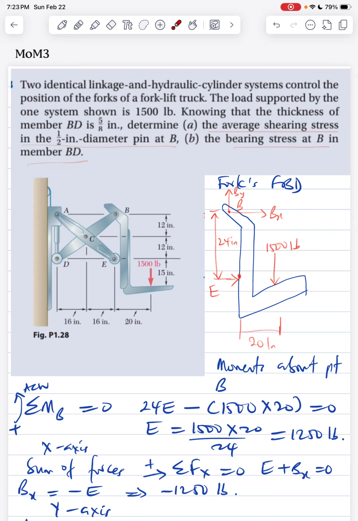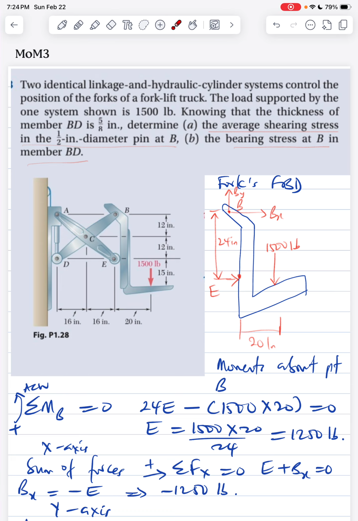Now in this problem, we're given, okay, let me read the problem first. It says two identical linkage and hydraulic cylinder systems control the position of the fork of a forklift truck. The load supported by one system shown is 1,500 pounds. Knowing that the thickness of member BD is 5/8 inch, determine the average shearing force in the half-inch diameter pin at B, and the bearing stress at B in the member BD.